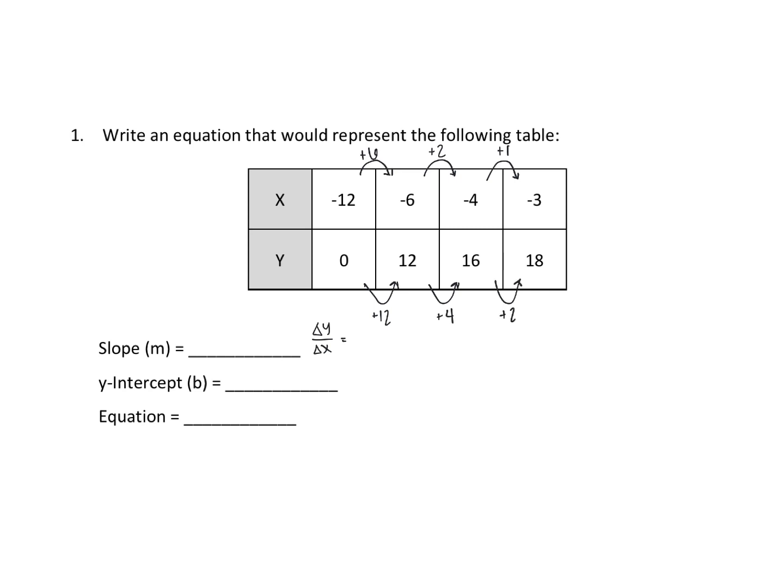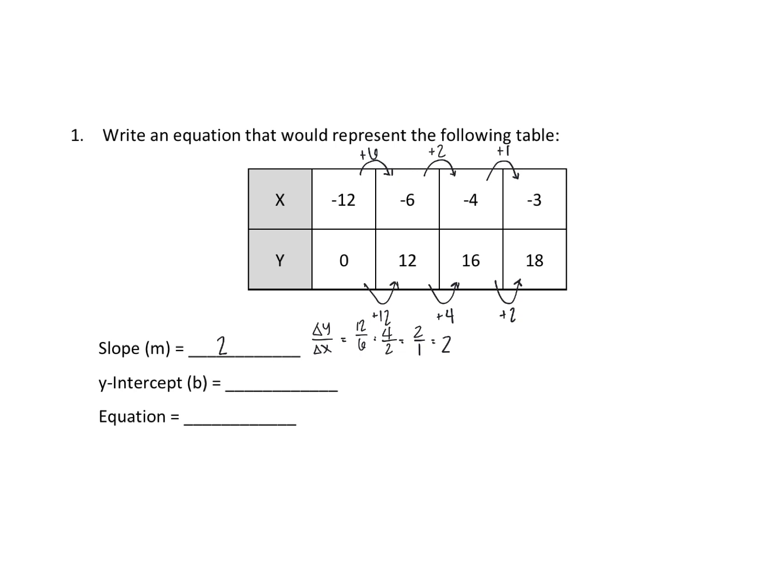So when I put change in y over change in x, I have 12 over 6, 4 over 2, and 2 over 1, which all simplify to a value of 2 for our slope. It is positive because both of these changes are positive as we move from the left to the right.